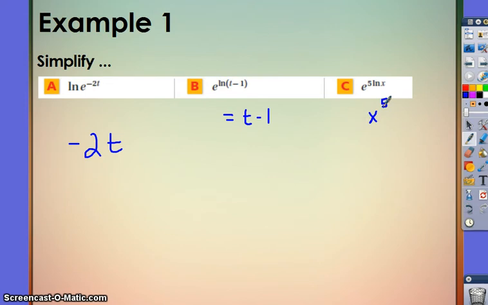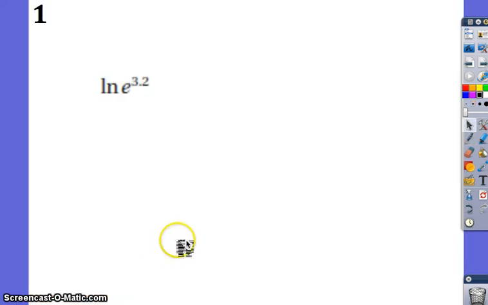And so we're going to stop right here and do a couple problems. Okay, take a stab at that one. Okay, now try this one. And try this one.